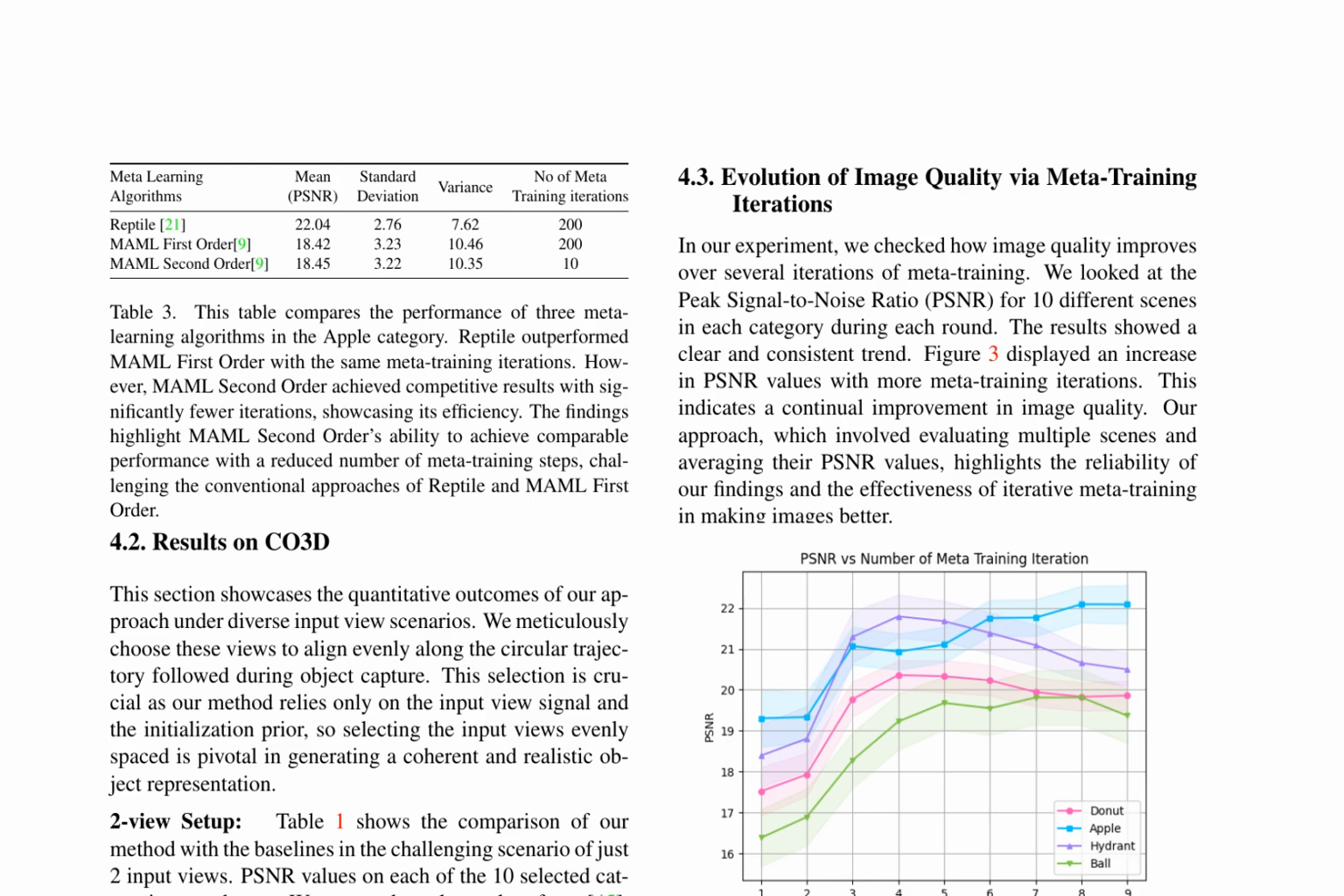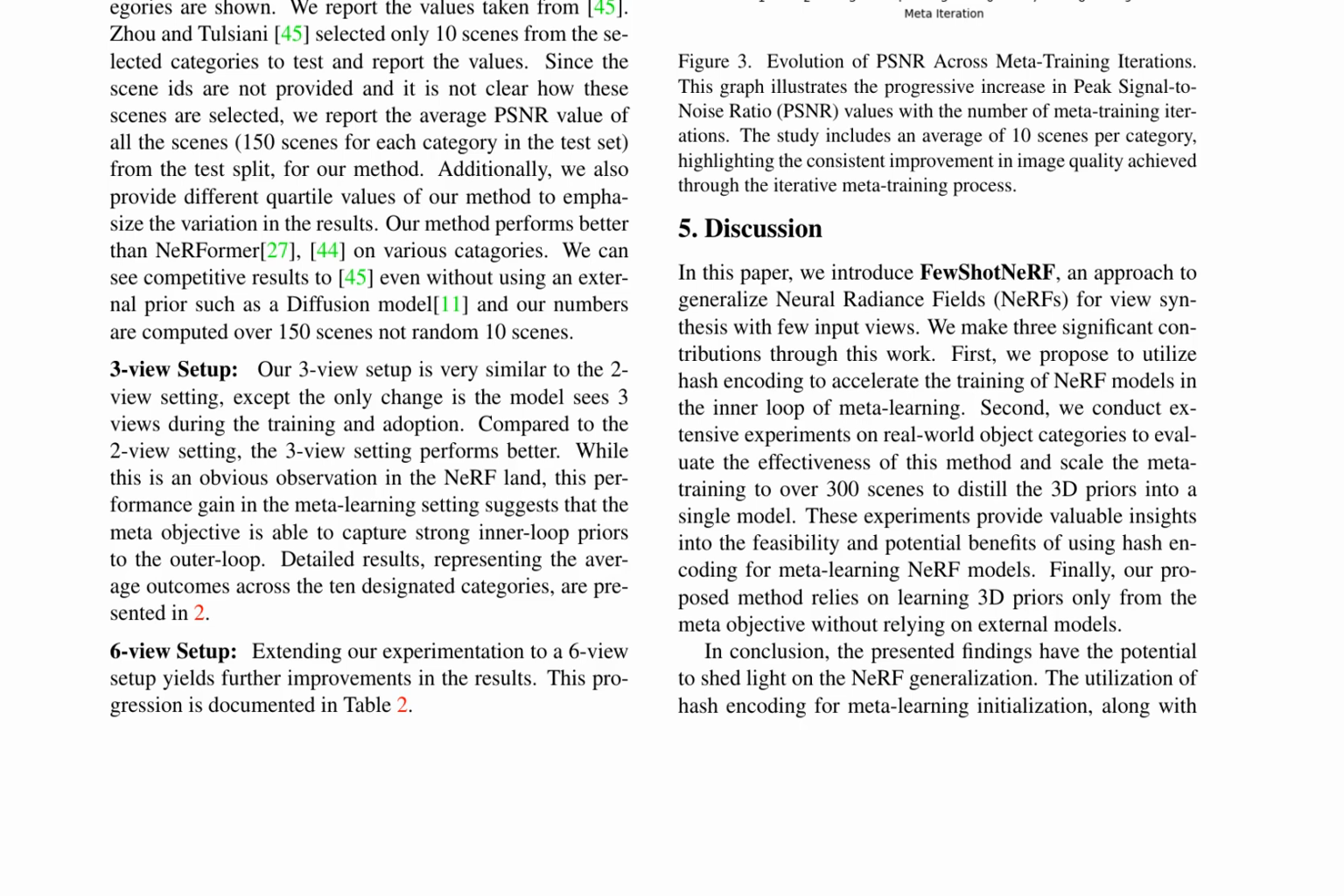The paper also discusses the results on CO3D, showcasing quantitative outcomes under diverse input view scenarios. In a 2-view setup, the proposed method performs better than NeRFormer and is competitive with 45, without using an external prior such as a diffusion model. The 3-view and 6-view setups yield further improvements in results, suggesting that the meta-objective captures strong inner loop priors to the outer loop.